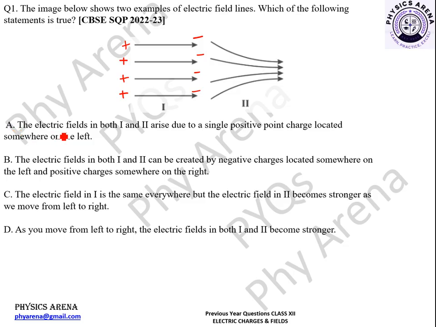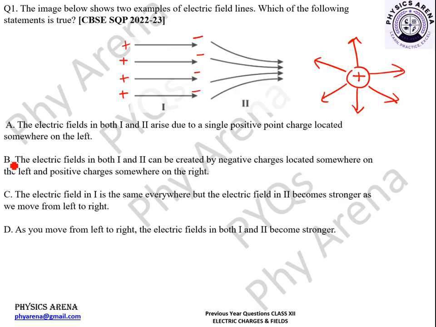Statement A, the electric field in both 1 and 2 arise due to single positive point charge located somewhere on the left. So this is not the electric field lines due to a single positive charge, because due to a single positive charge, the field lines should be like this. So none of these are representing this kind of scenario. That's why statement A cannot be true.